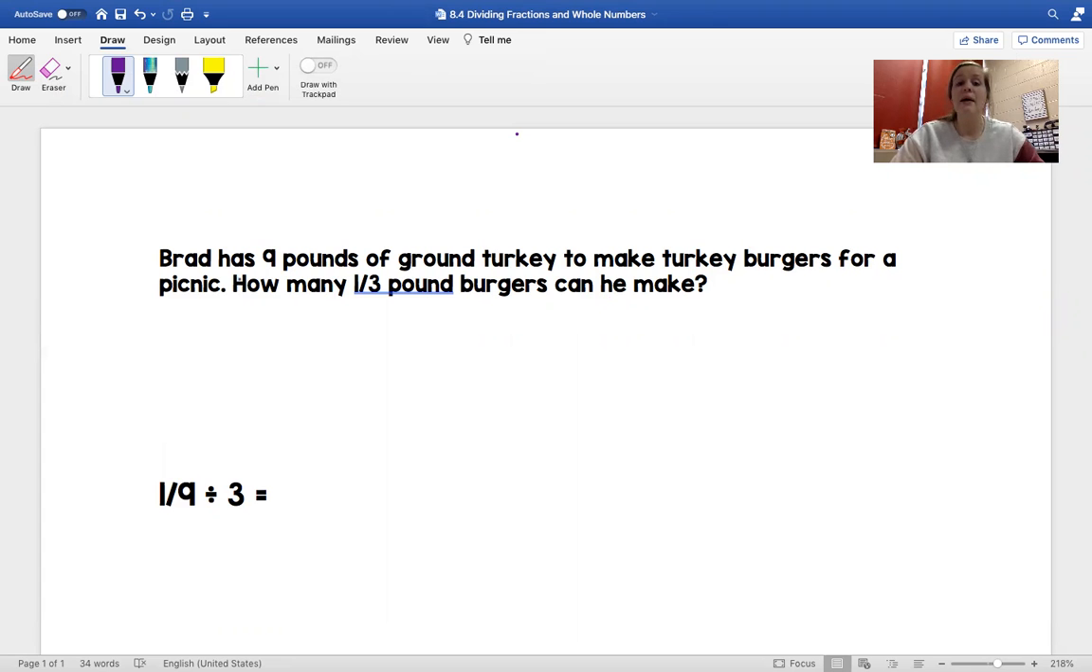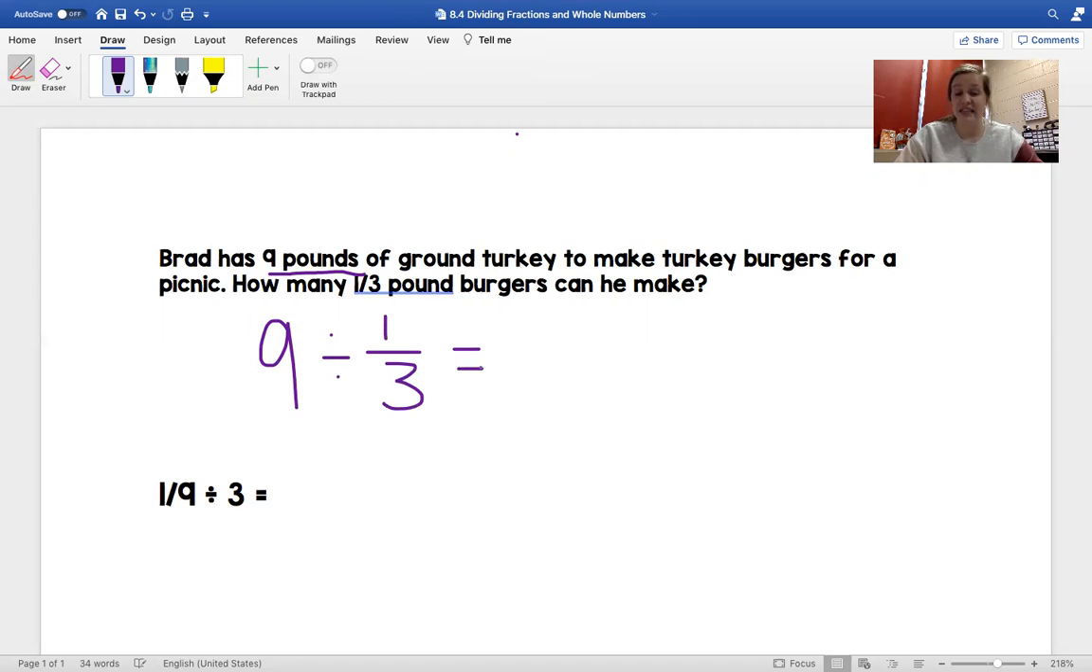Brad has 9 pounds of ground turkey to make turkey burgers for a picnic. So we know that we're starting with 9 pounds, right? Okay, and we need to figure out how many 1/3 pound burgers he can make. So basically, we need to figure out how many times 1/3 can go into 9. So I'm going to set up my division problem. I know I have 9 pounds, and I want to split it or divide it into 1/3 pound burgers.